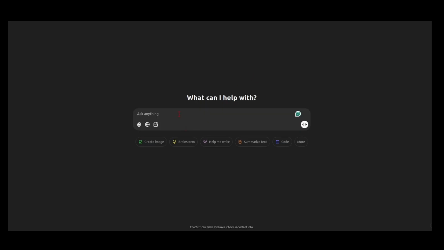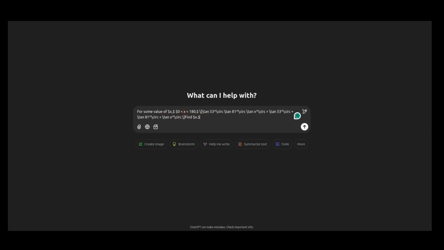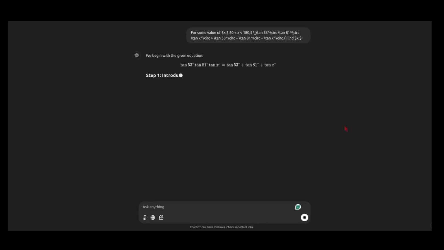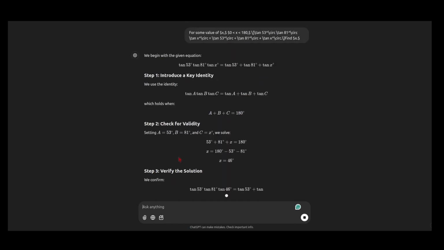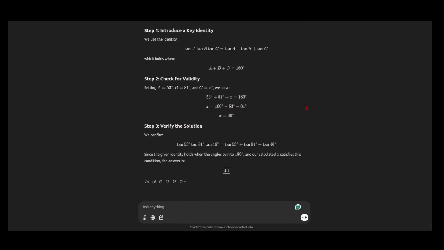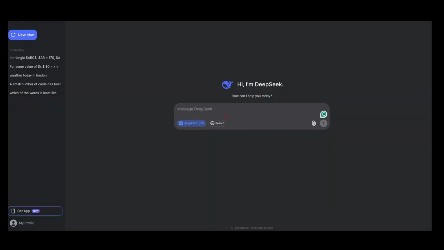I've got this algebra problem, which is that we got some value and we've got this equation, and we need to ask it to find out the value of x. So let's see how it does. So it started with the equation, and it's going on to use the identity, which holds true, and then it's checking the validity and verifying the solution, and it confirms that the answer is 46. So let's try out the same problem with DeepSeek and find out how it goes.